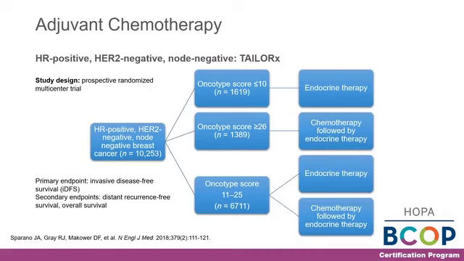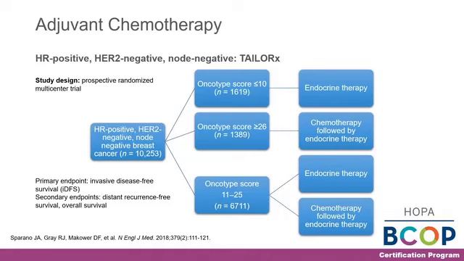Next, I'm going to move into some of the data with adjuvant chemotherapy that has led us to recent guideline recommendations or changes when it comes to adjuvant chemotherapy in our hormone receptor positive, HER2 negative, node negative patients. The TAILOR-X study was a prospective randomized multi-center trial that included hormone receptor positive, HER2 negative, node negative breast cancer patients. It was a very large study that divided patients up into 3 groups.